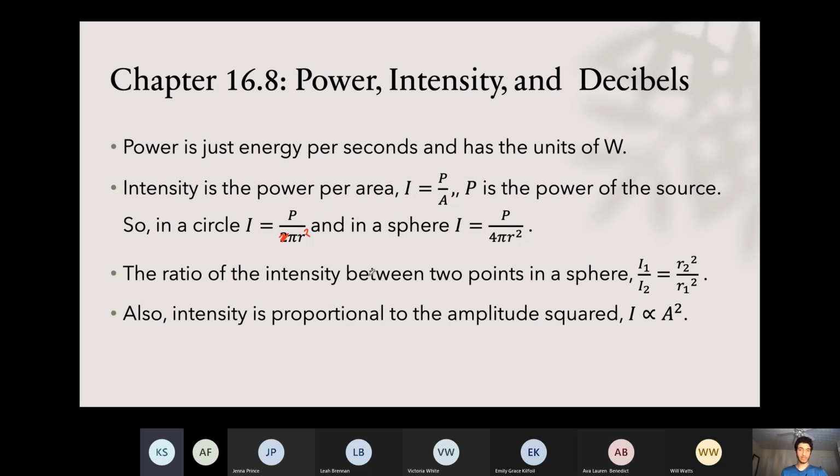The ratio of the intensities between 2 points in a sphere can be given by that. So as you can see here, for a sphere, the intensity is inversely proportional to r squared. So the further you go away, if you doubled your r, you'll have 1 over 4 for the new I, and that's basically what it says here. So let's say that this is your source. This is R1.